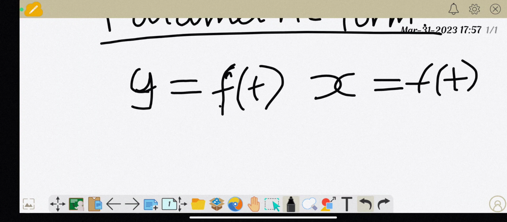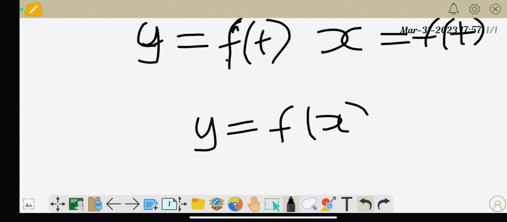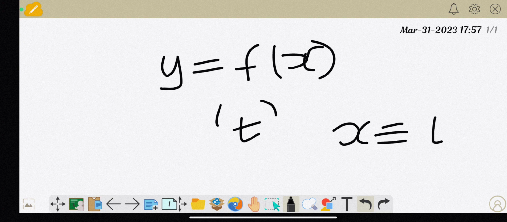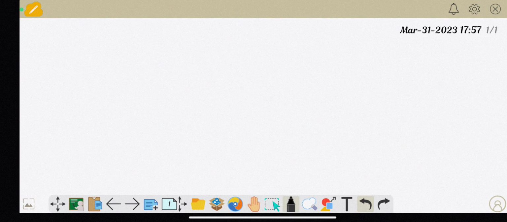Okay, so usually the expression we see is y is equal to f of x, these kinds of equations, correct? So there are some equations where y is written as a function of some another parameter, some another variable, and x is also written as a function of some another variable. Okay, these kinds of forms are called parametric form. Okay, and the process of converting a normal equation into parametric form is called parametrization.